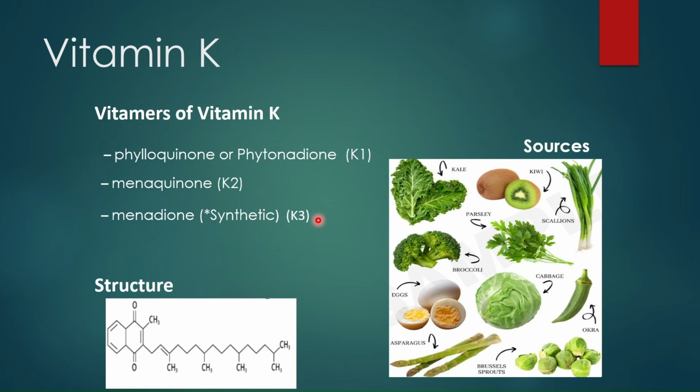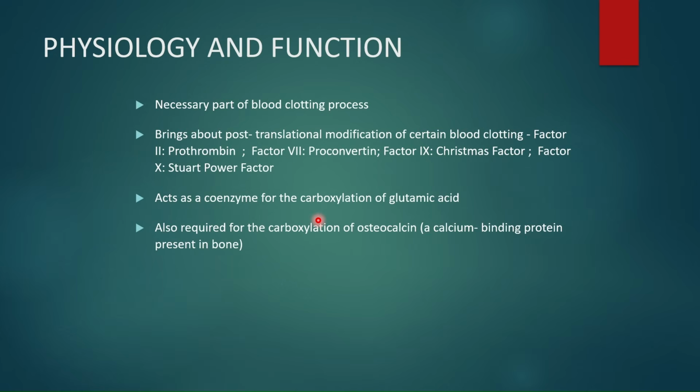Vitamin K is necessary for the blood clotting process. It brings about post-translational modification of certain clotting factors like factor 2, that is prothrombin, factor 7, that is proconvertin, factor 9, that is Christmas factor, and factor 10, that is Stuart-Prower factor. It acts as a coenzyme for carboxylation of glutamic acid. It is also required for carboxylation of osteocalcin, a calcium-binding protein present in bone.